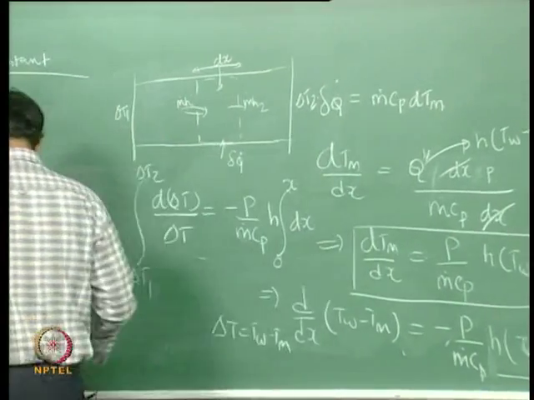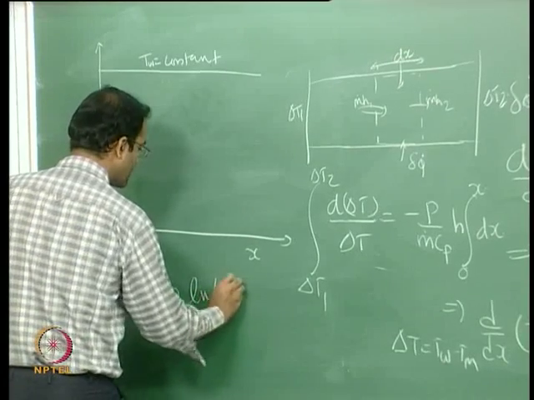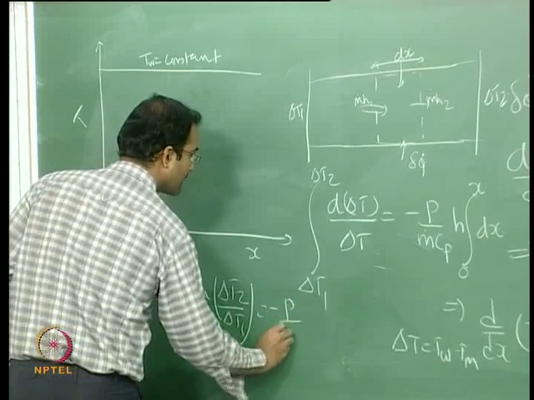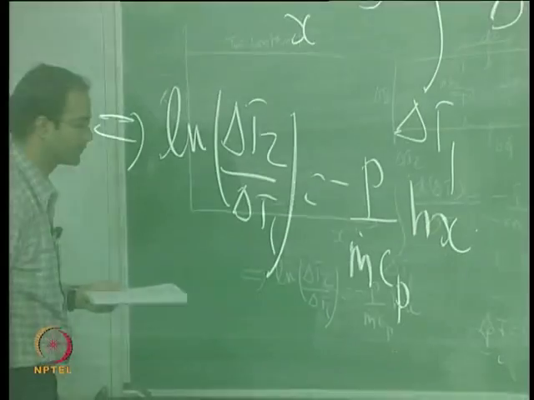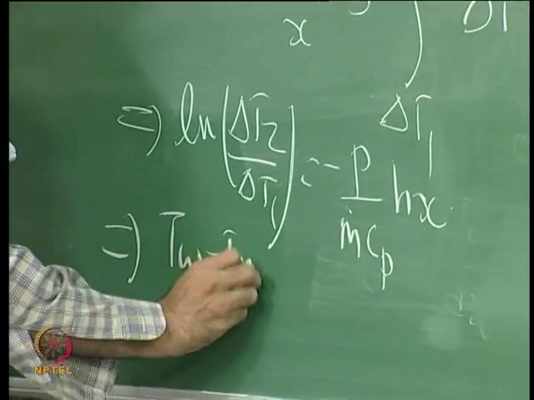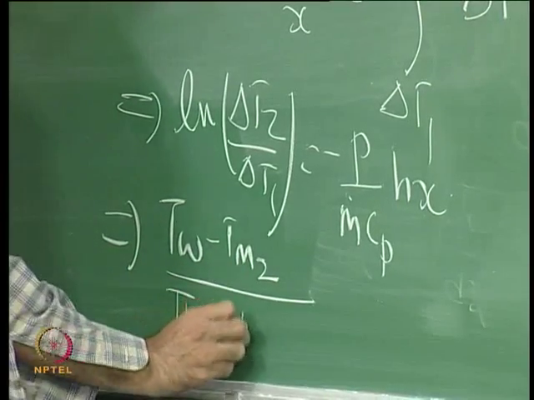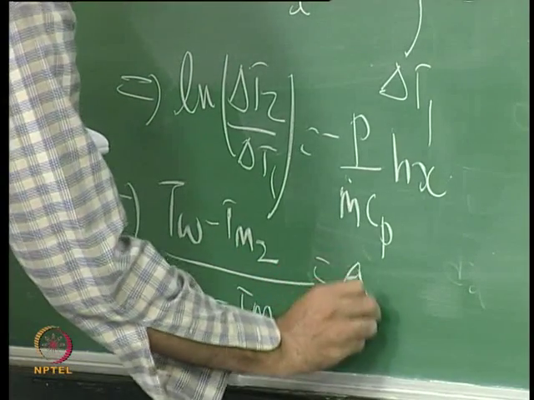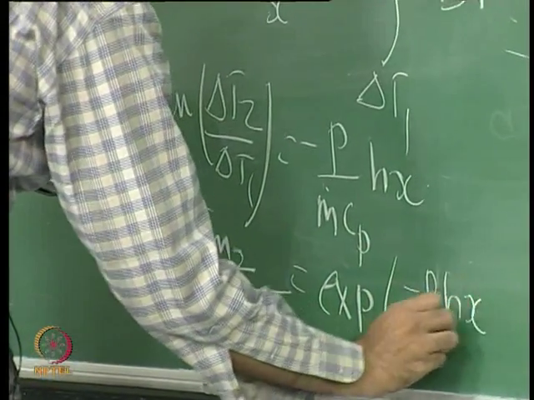So this will give me ln of delta T2 by delta T1 equal to minus P by m dot Cp into h into x. Or my T wall minus T mean at some location 2 by T wall minus T mean at 1 will be equal to the exponential of minus P h x by m dot Cp.